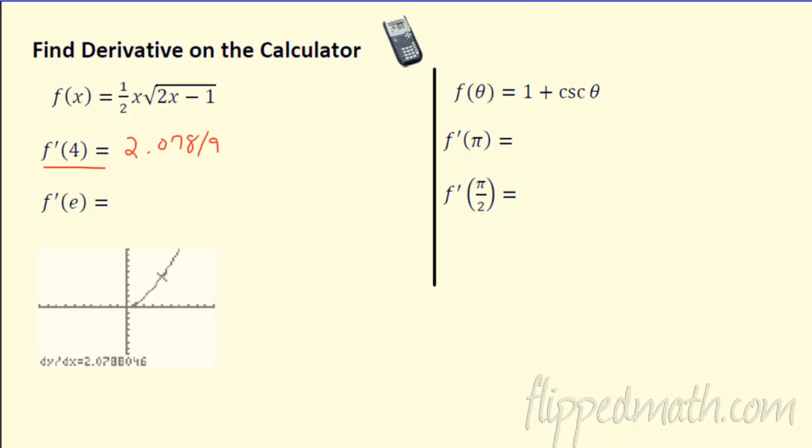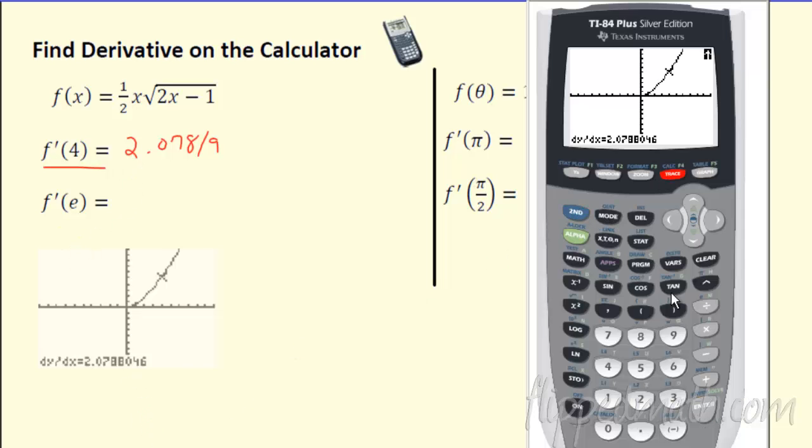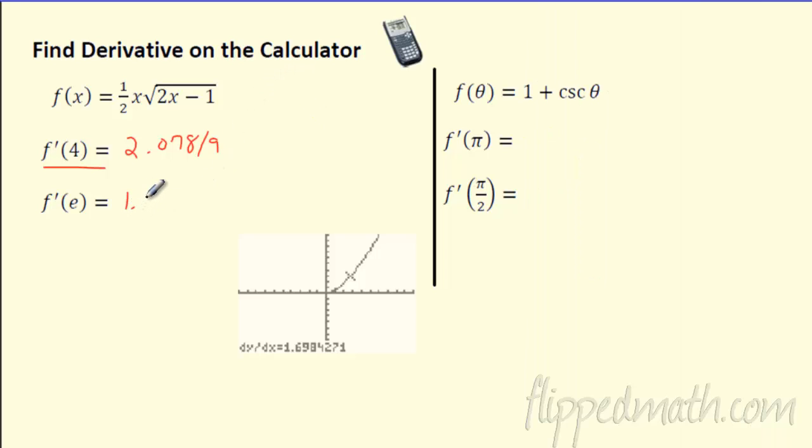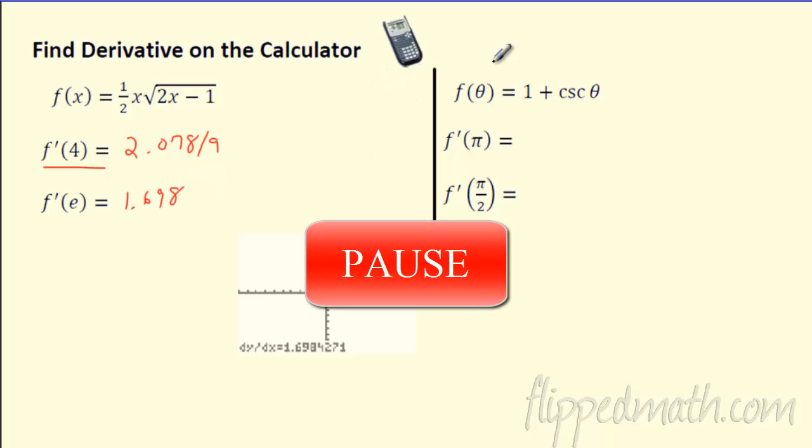Can you do it with e as well? Sure thing, not a problem. Come back to this. Find the derivative with what? When it goes to e, there is an e button here. So if you hit second divide sign, there it is. Gives you the derivative right here. I'm going to drag that bad boy over. I don't know why they're not showing up. So we get 1.698. Excellent. Go ahead and pause it. Try the trig function over there.